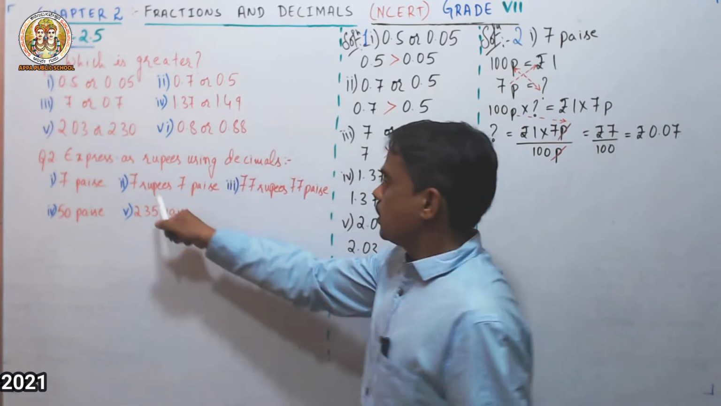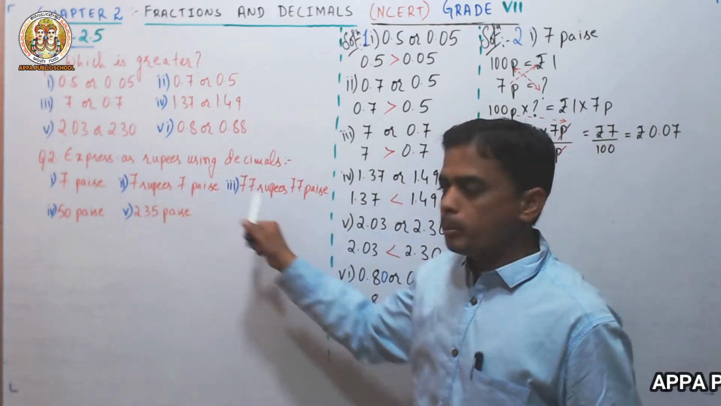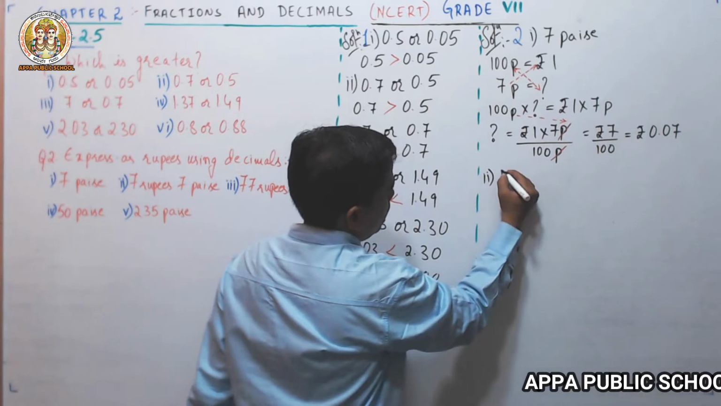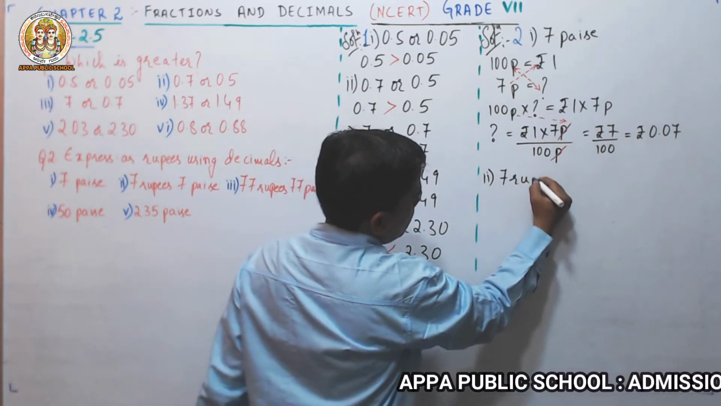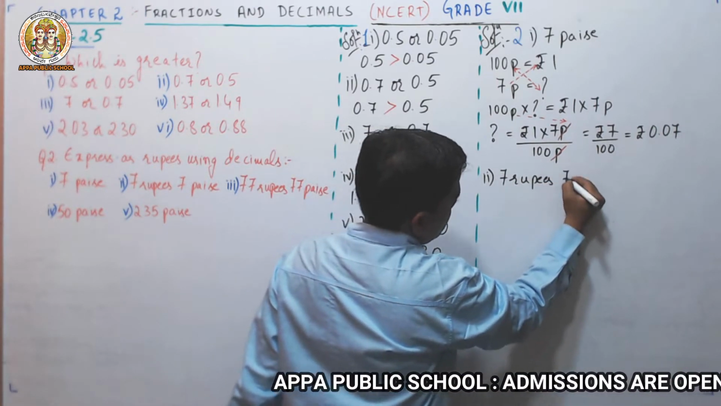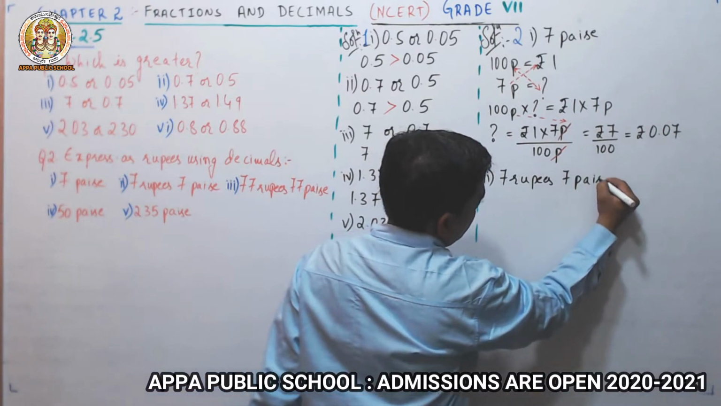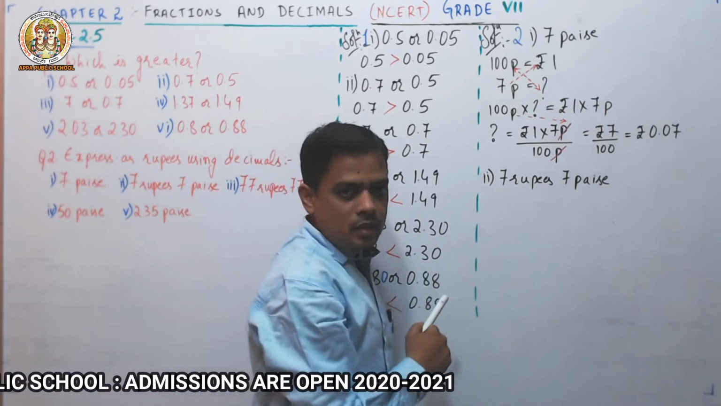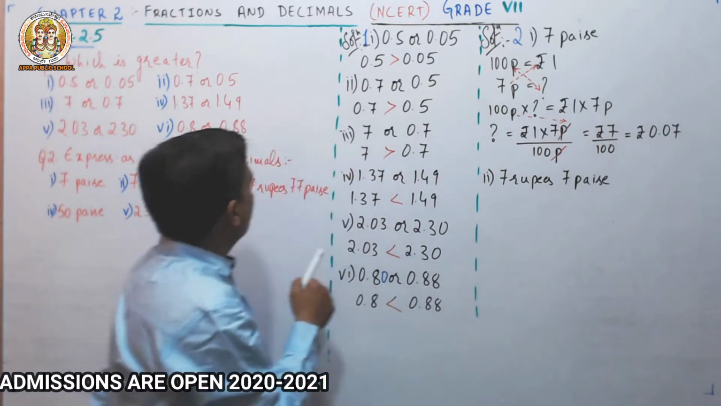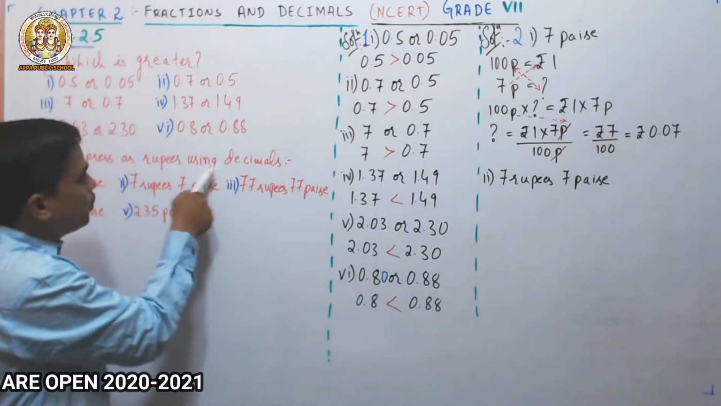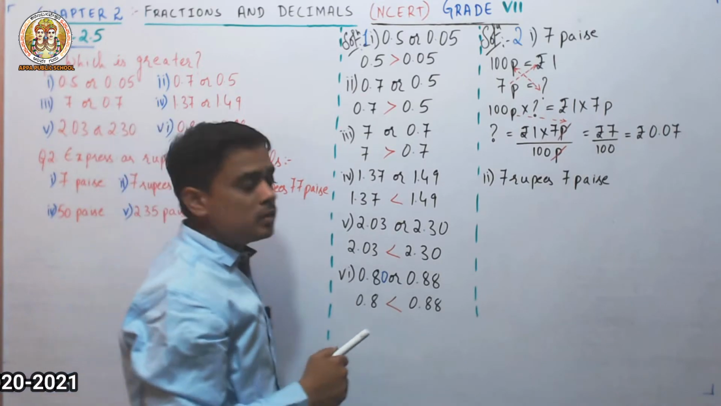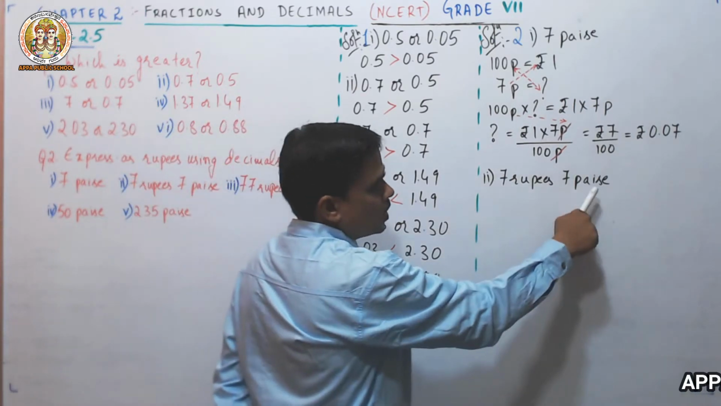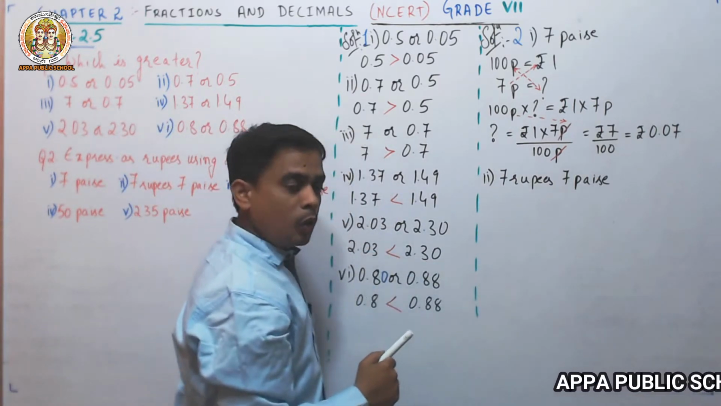Second bit. What is the second bit? The question is 7 rupees 7 paise. I will write the question. 7 rupees 7 paise. Okay. So what I will do here is keep this 7 rupees as it is. Why? Because after all, we have to express as rupees in decimals. Leave it as it is. This paise you convert into rupees.